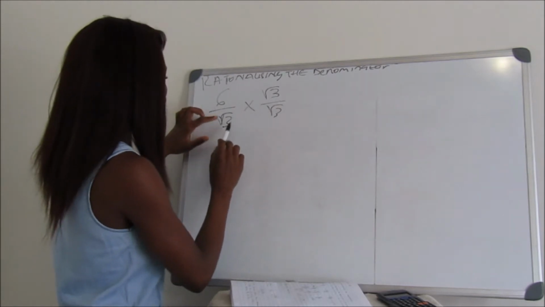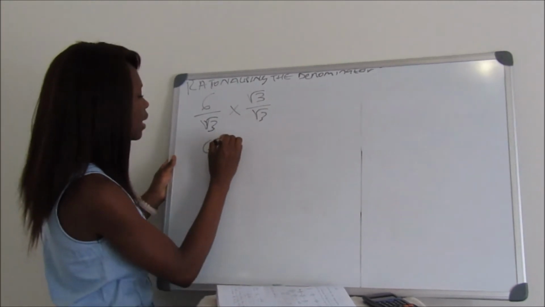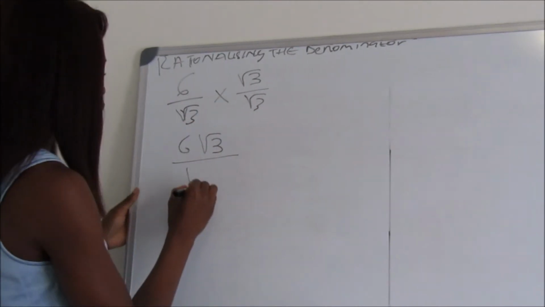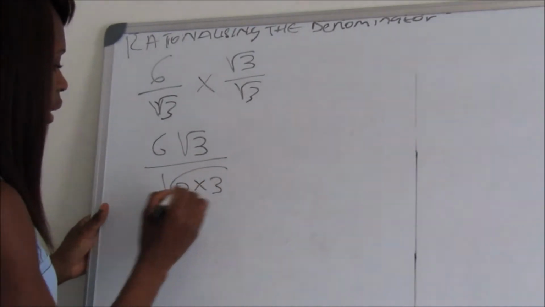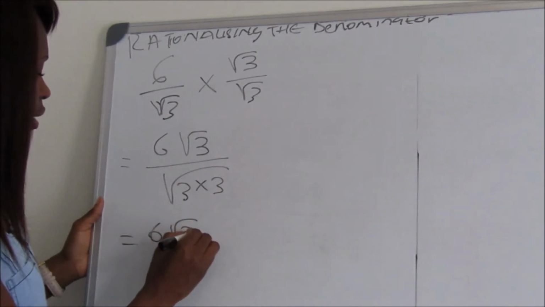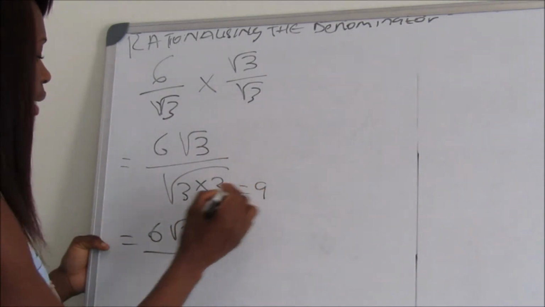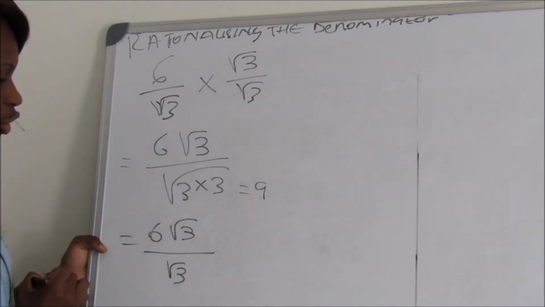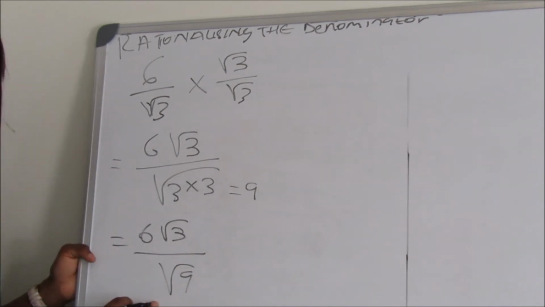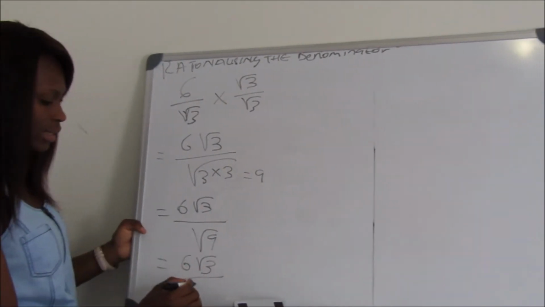Then from here, root 3 multiplied by 6 will be 6 root 3, divided by root 3 multiplied by root 3, which will be 3 multiplied by 3. Right. And from here, the next step is we have 6 root 3 divided by root 3 multiplied by 3, which is actually equal to 9, so now we have the root of 9 at the denominator. We already know what the root of 9 is. Then it's 6 root 3 divided by the root of 9, which is equal to 3.